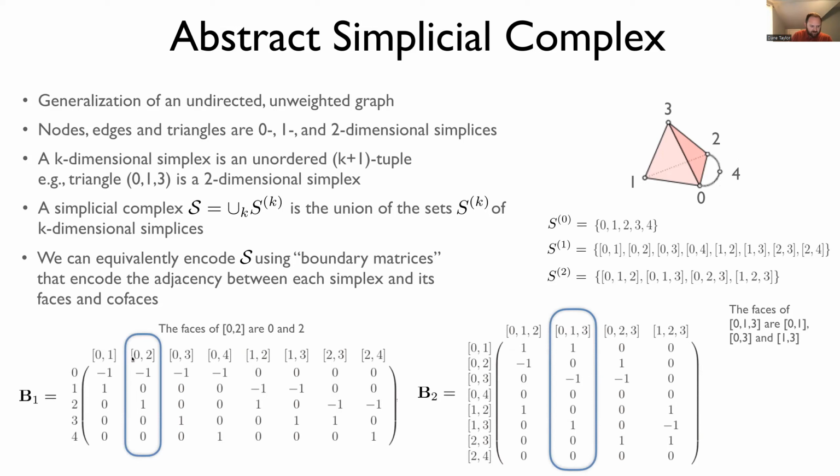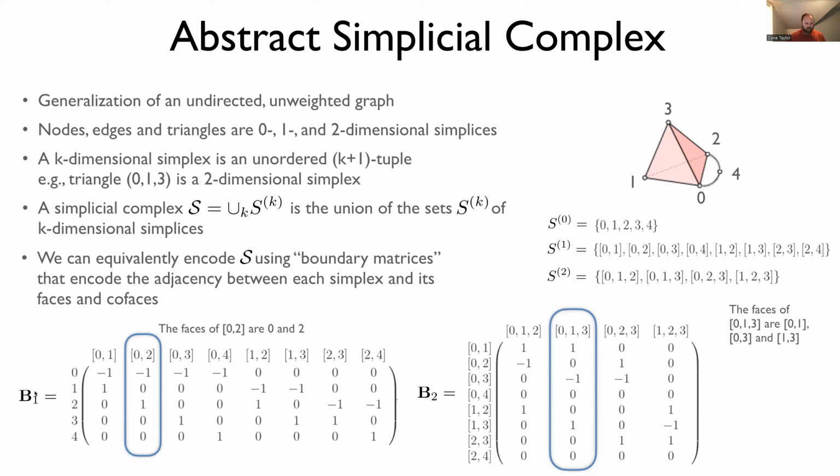So the faces of an edge would be the set of the two vertices on either end, and then the boundary is kind of assigning those an orientation. So yeah, the faces of 0, 2 would just be these two vertices. The faces of this 2-simplex would be the 1-simplex 0, 1, the 1-simplex 0, 3, and then the 1-simplex 1, 3. So just the outer edges of the triangle.